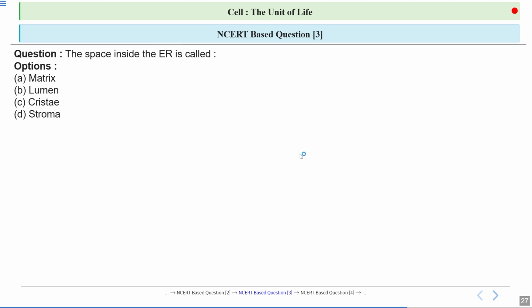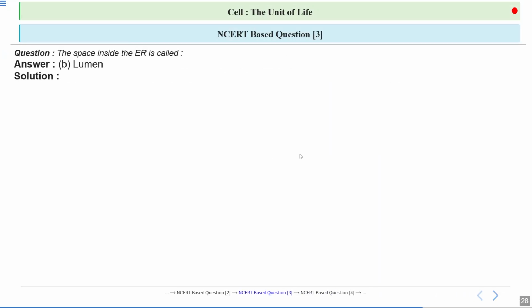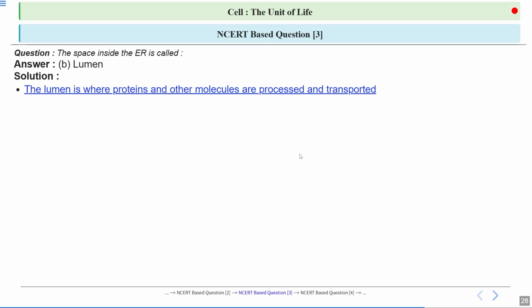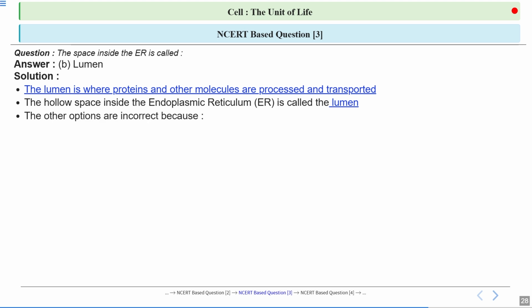So let's have a look at the answer. Okay, the answer is option number B, lumen. Now, the lumen is where proteins and other molecules are processed and transported. The hollow space inside the endoplasmic reticulum is called the lumen. This is the correct answer.